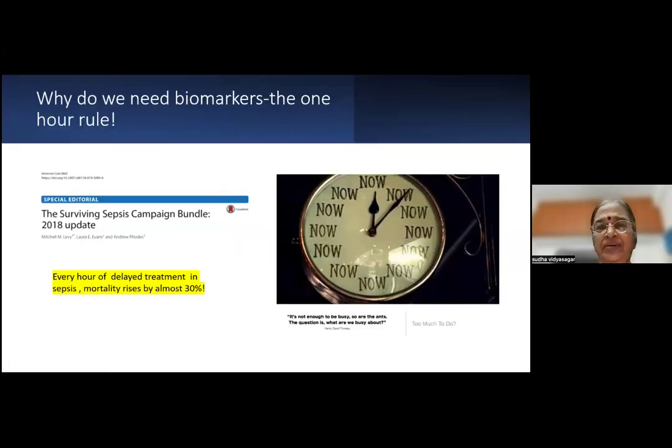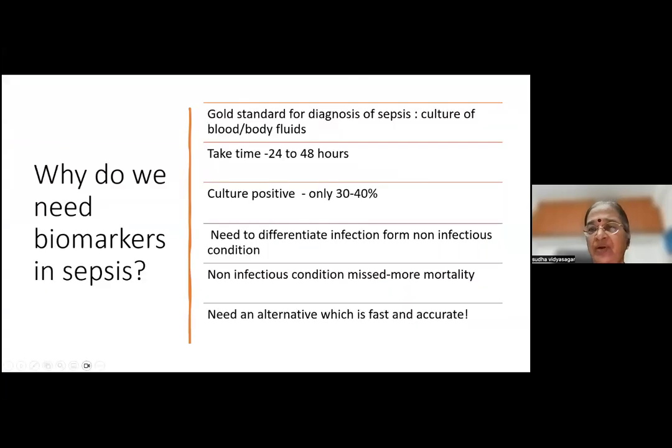Now, why do we need biomarkers in sepsis? We all know that the 2018 update talked about the 1 hour rule, that once you make a diagnosis of sepsis, immediately you have to intervene. Within 1 hour, you have to start your treatment. So every hour of delayed treatment in sepsis, mortality rises by about 30%. So here, time is life, right? The diagnosis of sepsis should be done very early, and intervention also should be done very early. So let's see whether we can make this diagnosis in 1 hour or not.